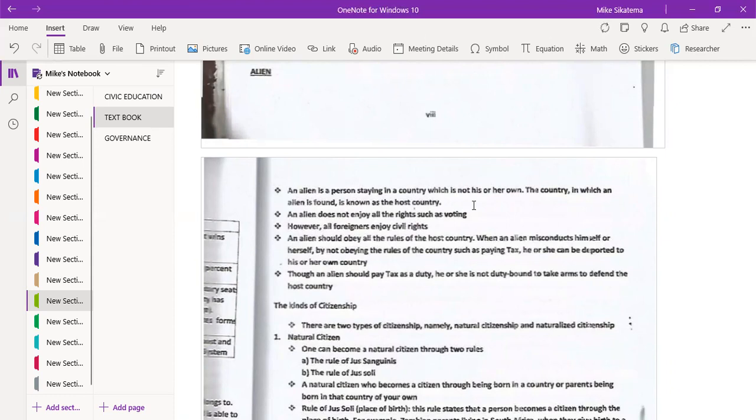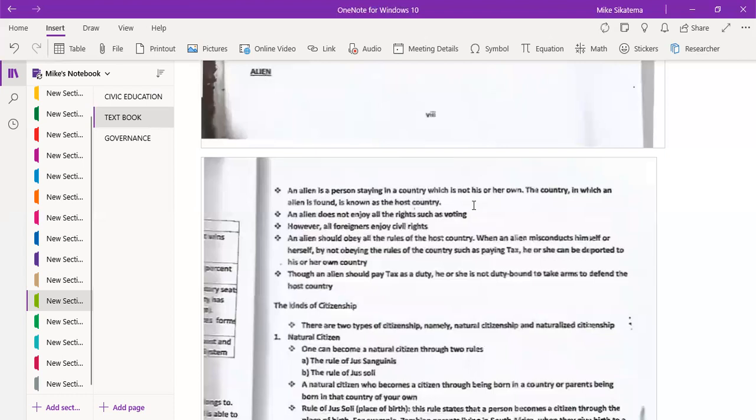An alien should obey all the rules of the host country. When an alien misconducts him or herself by not obeying the rules of the country, such as paying taxes, he or she can be deported to his or her own country, unless they flee to their local embassy, then the Zambian rules won't apply to them when they're within that embassy. Though an alien should pay tax as a duty, he or she is not duty bound to take arms to defend their host country because they do not have an allegiance towards their host country. They do not have that full patriotism.